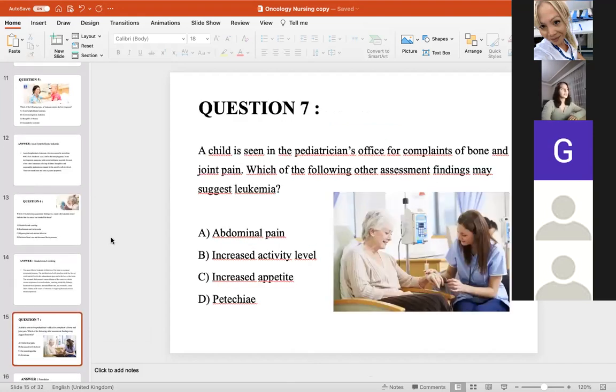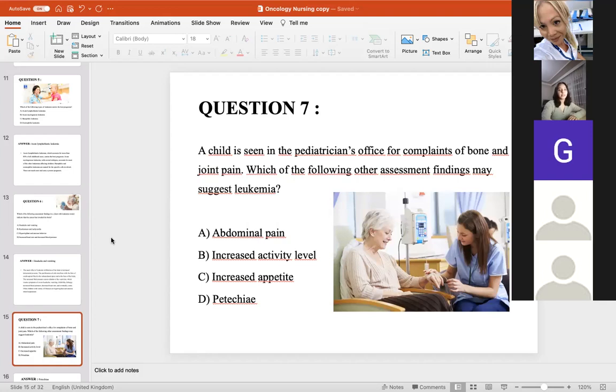And question 7. A child is seen in the pediatrician's office for complaints of bone and joint pain. Which of the following other assessment findings may suggest leukemia? A. Abdominal pain. B. Increased activity level. C. Increased appetite. D. Petechiae.